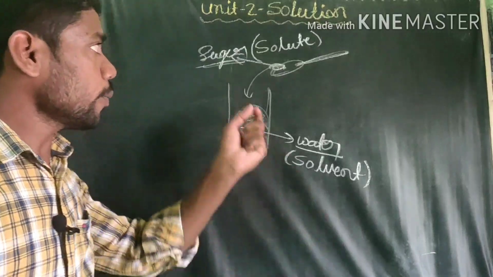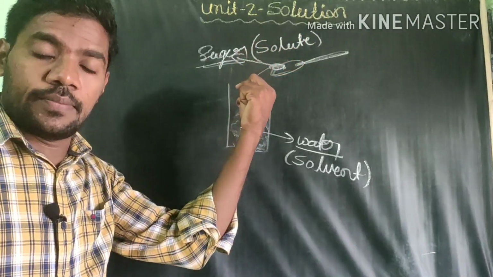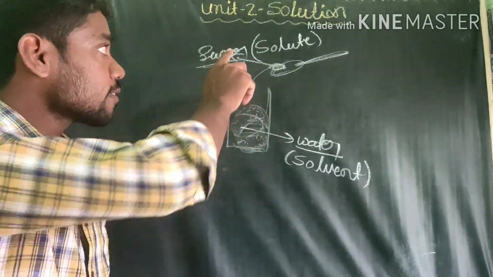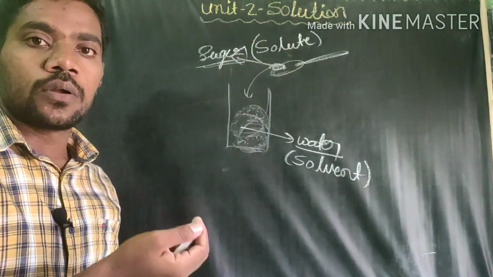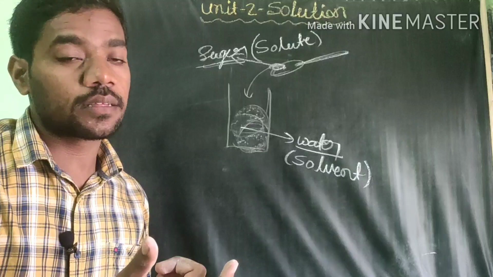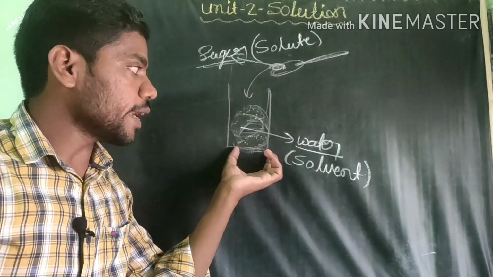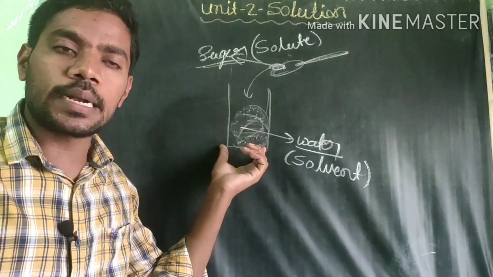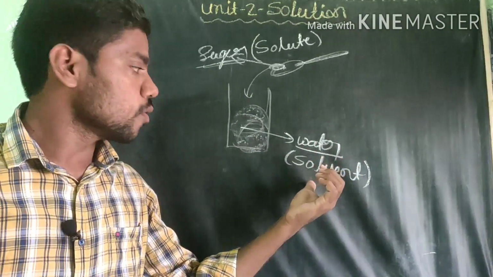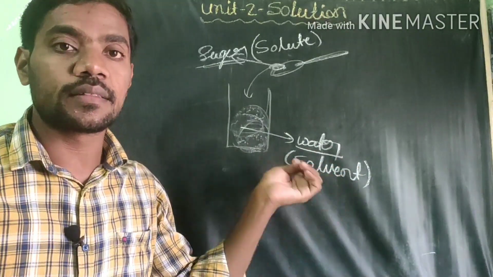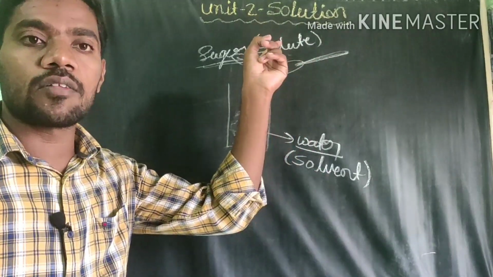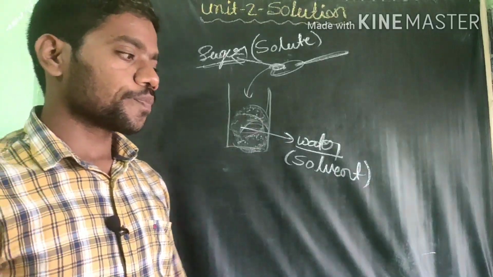ನೋಡಿ, ನಾವು ಏನು ಹಾಕ್ತಾ ಇದ್ದೀವಿ, what we are adding, that is called as solute. In which we are adding, in water, in whatever it may be, organic solvent, whatever it may be, that is called as solvent. In which we are adding solvent, what we are adding is called as solute.